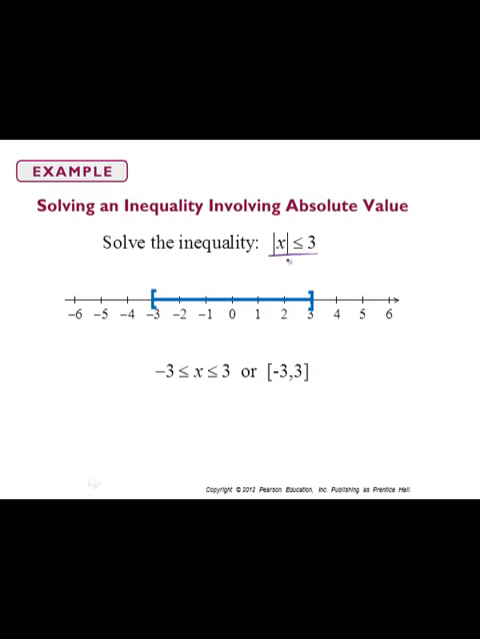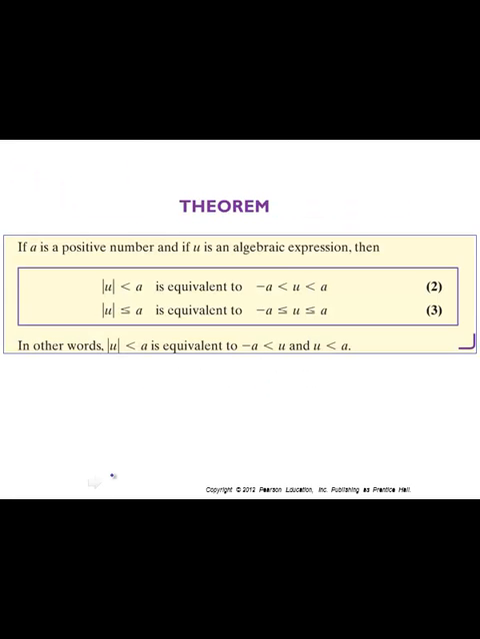So when we say the absolute value of x is less than or equal to 3, that's another way of saying that x is less than or equal to 3 and greater than or equal to -3, using either this inequality notation or this interval notation. That's the same thing as saying that the absolute value of x is less than or equal to 3. So if we say the absolute value of u is less than a, that's equivalent to saying that u is between -a and +a exclusively. And if we say that the absolute value of u is less than or equal to a, that means that u is between -a and +a inclusively.